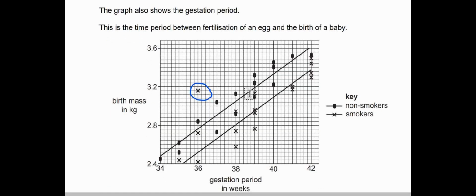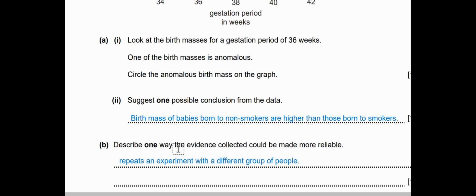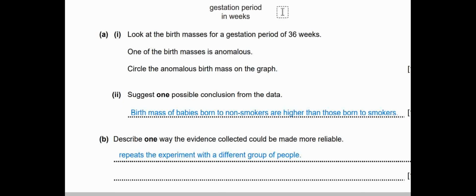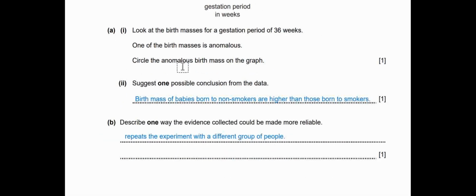Next question. Describe one way the evidence collected could be made more reliable. So to improve the reliability of the experiment, we can try with a different group of people to compare the results. So we type down the answer. Repeat the experiment with a different group of people. Right, next, move on to next question.